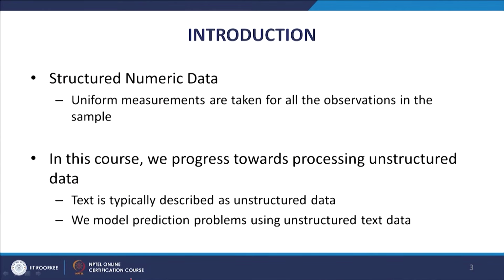Now when we talk about structured numeric data that we have used in the previous courses, it is about uniform measurements taken for all the observations in the sample. In a tabular format, in a matrix format, we have columns and rows, so variables on the column side and observations on the row side. For a given column we have to take the same measurement for all the observations. That is how we get our structured numeric data.